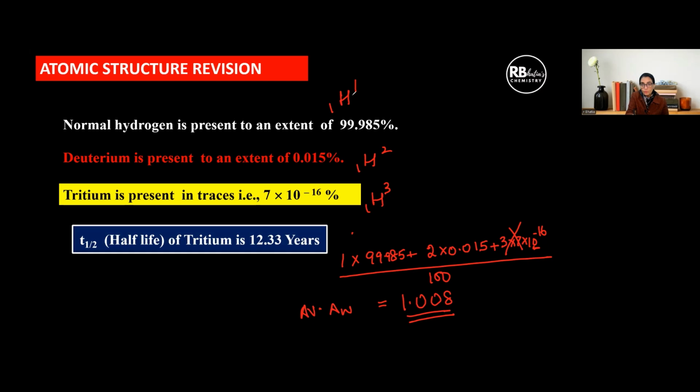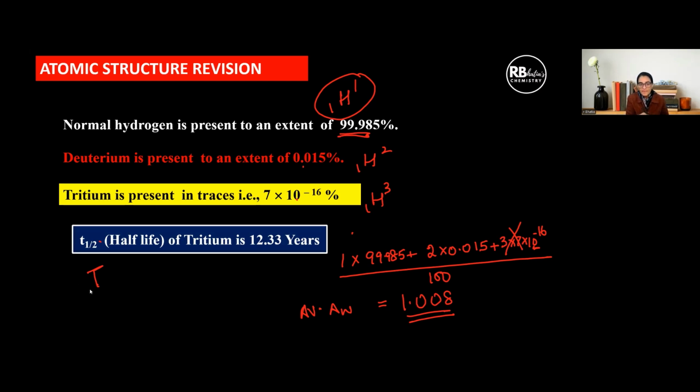That is very close to the normal hydrogen because its relative abundance is too high in comparison to the other two isotopes. Also, the half-life of tritium is 12.33 years. What is half-life? This is the time in which a radioactive element becomes half of its original. So tritium in nature on its own is going to continuously keep on emitting radiations and decaying.